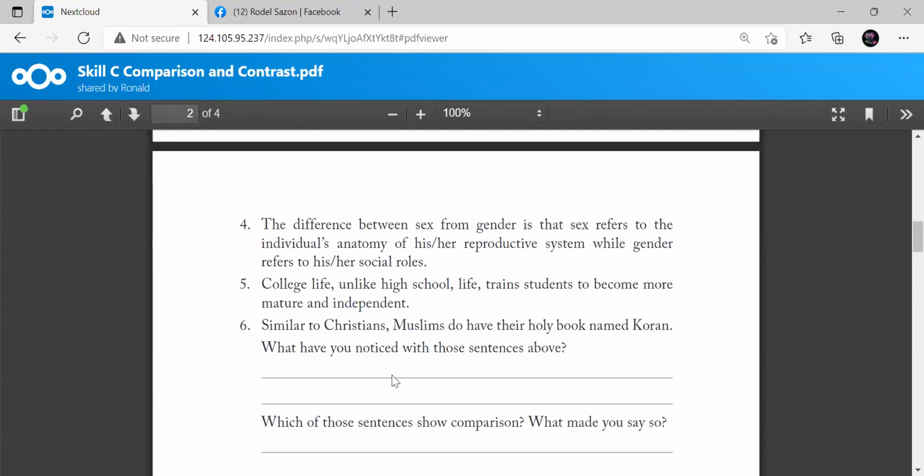Okay, number 6. Similar to Christians, Muslims do have their holy book named Quran. Not necessarily religion, we're just talking about a book, a holy book. It is the basis of belief. The Quran is the basis of belief. For Christians, they have the Bible.